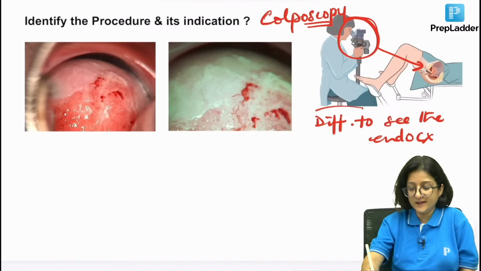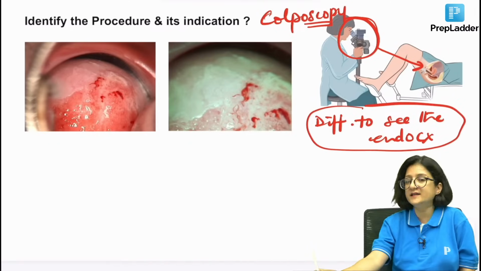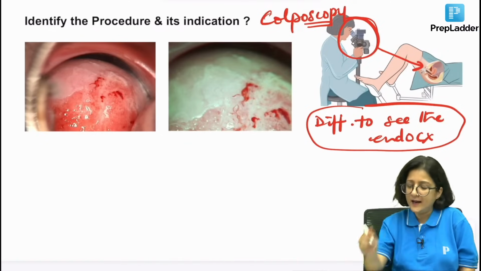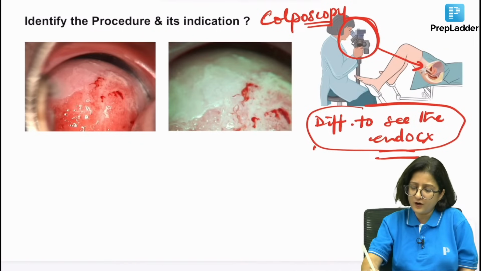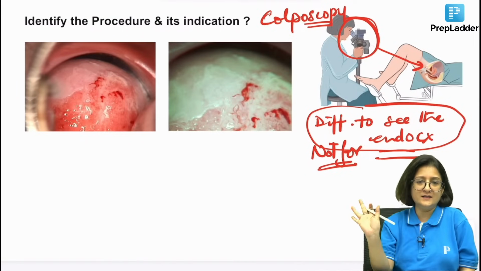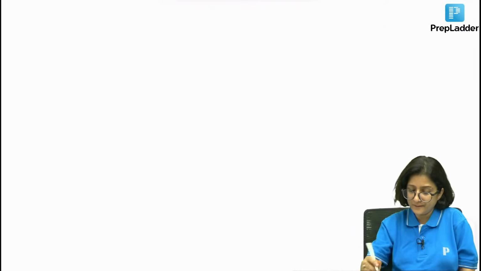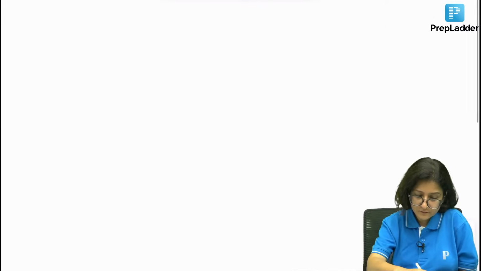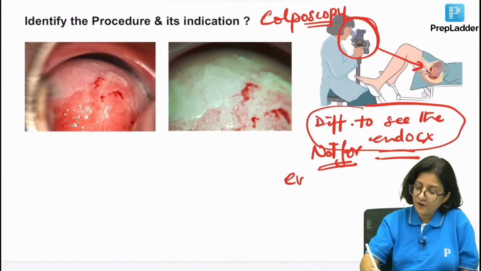It will be difficult to see the endocervix. We cannot see the endocervix completely. We may slightly be able to dilate the os and maybe just see it, but it is not for endocervical analysis. Please remember, it is not for evaluation of the endocervix.